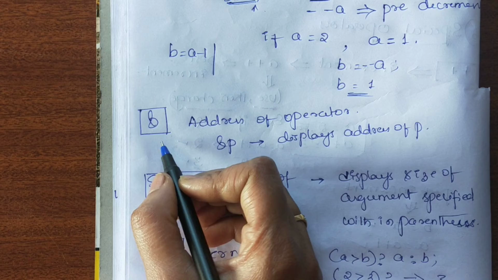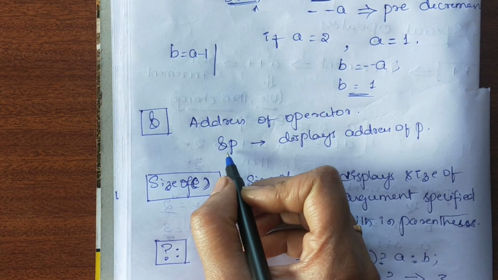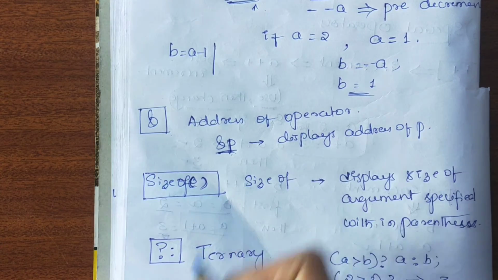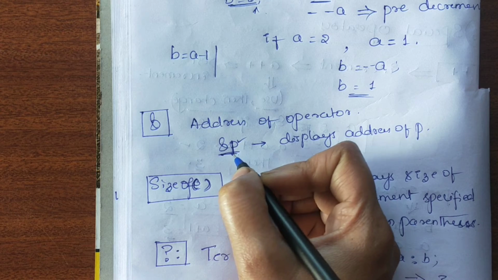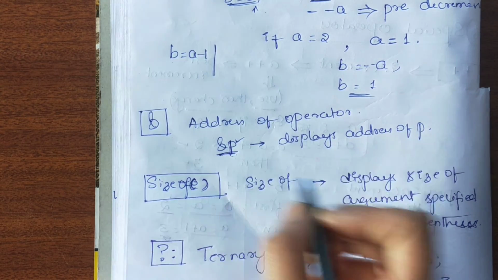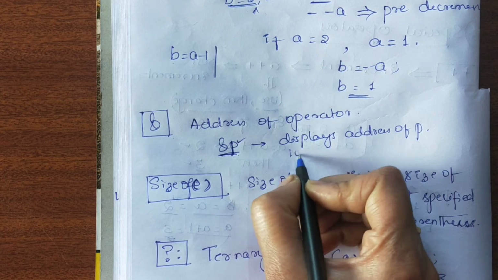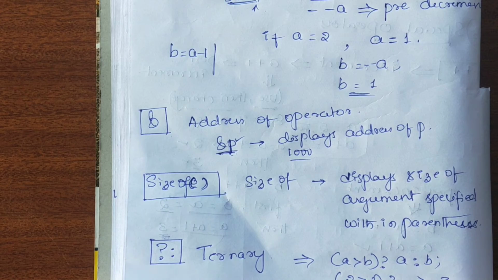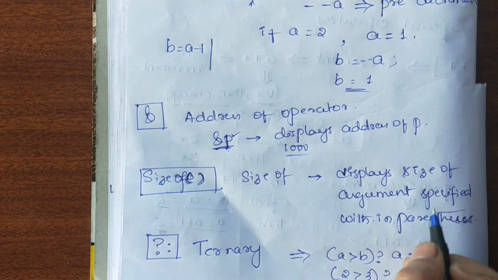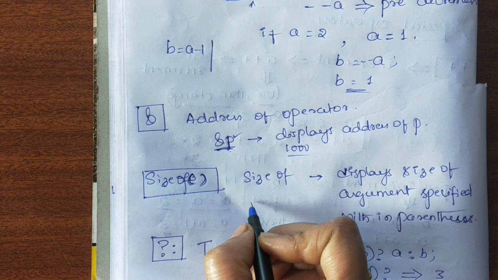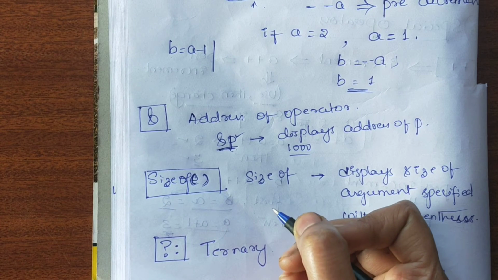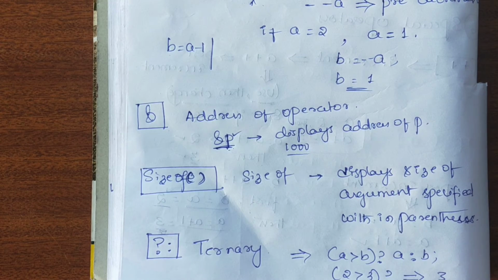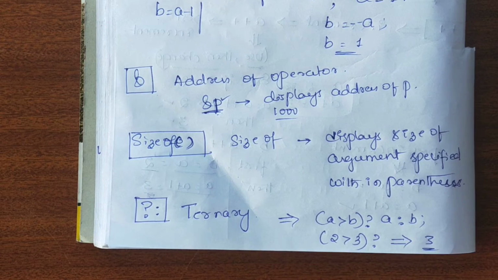Next we have address operator. The address operator is going to be preceded before any variable. I have taken a variable called p and it is preceded with this ampersand symbol. It displays the address of p. Suppose I may have the address of p as 1000, like that. You should understand. Next, sizeof operator. It displays the size of the argument specified within the parenthesis. Suppose if I specify sizeof int, then it will display 2, that is the size of the integer variable. So like that we are going to find the size of operators.